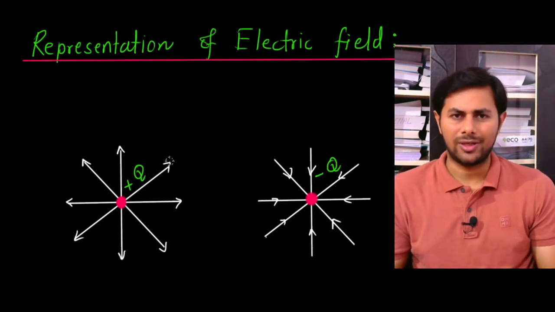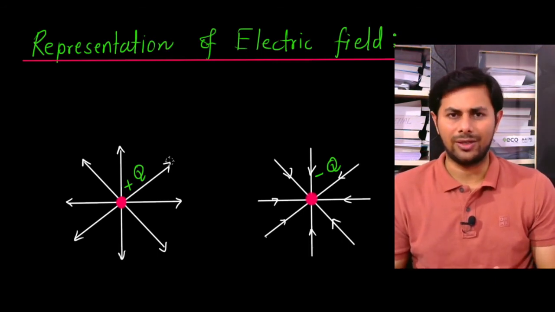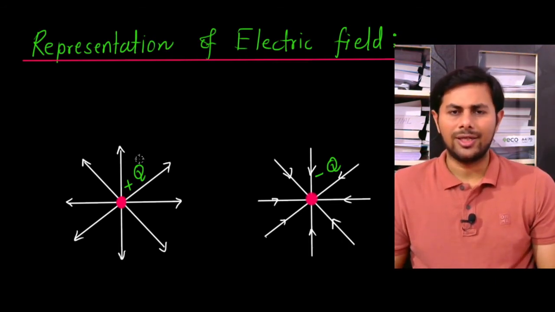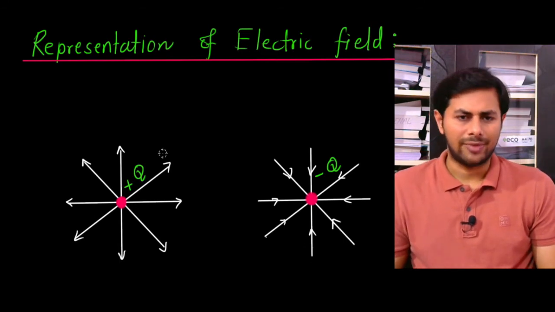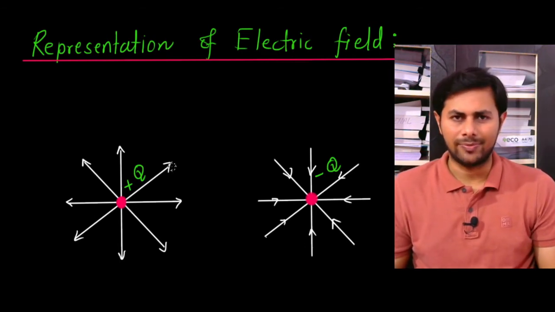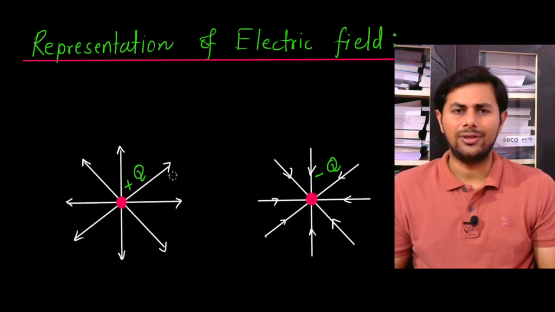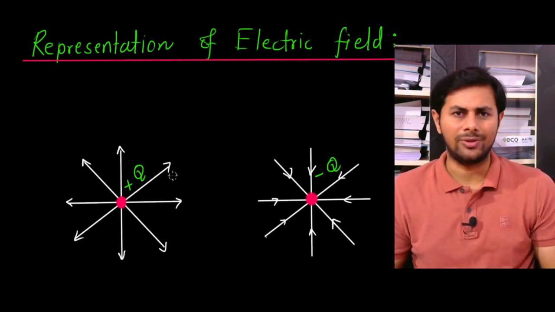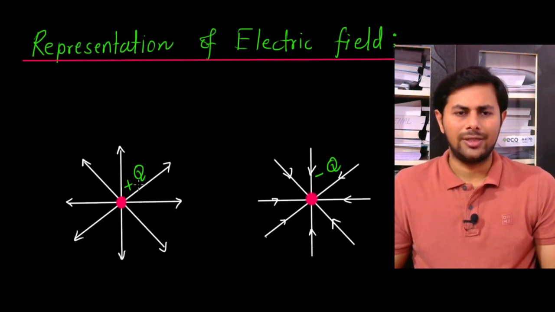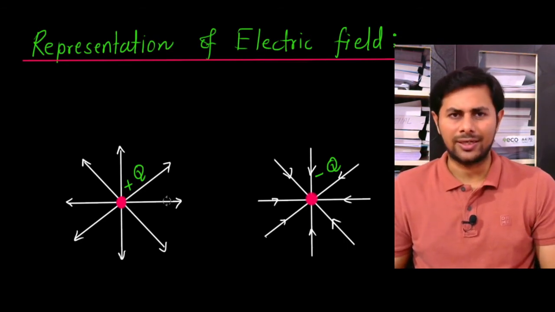Let's talk about the representation of the electric field. The electric field is represented by drawing directed lines in space, and the lines drawn to represent the electric field are known as electric field lines. So here is the representation of the electric field of a positive charge and a negative charge. Let's try to understand this.